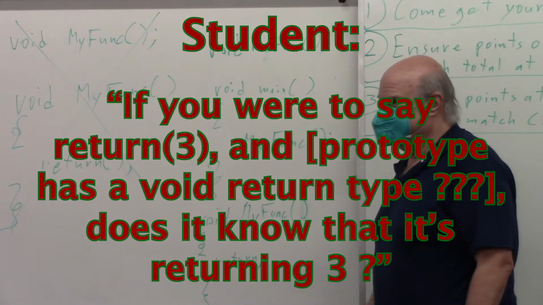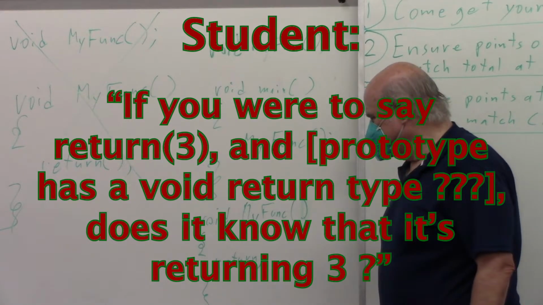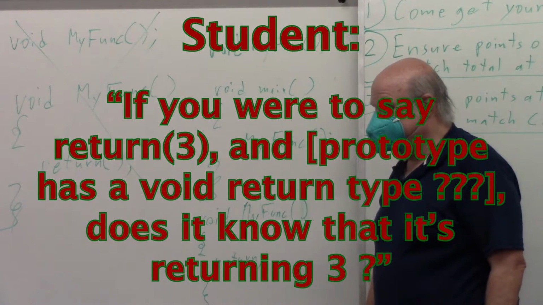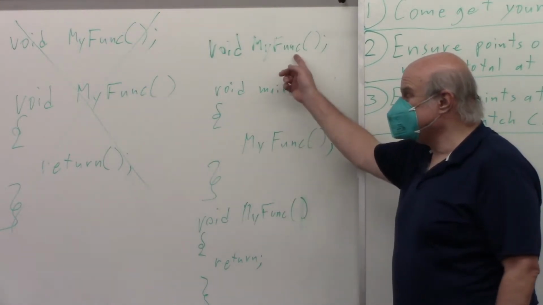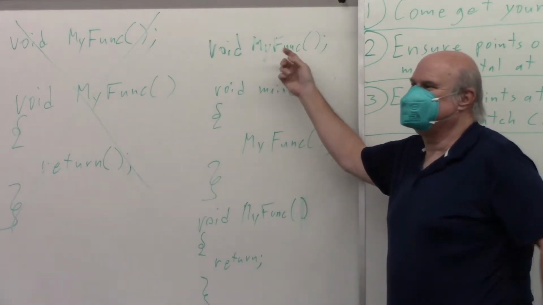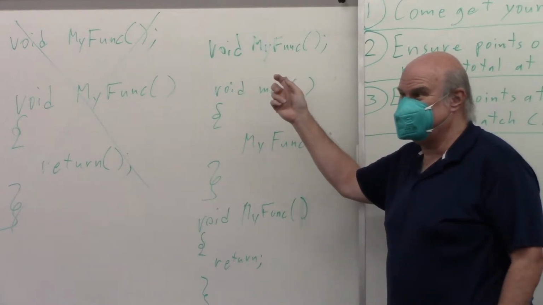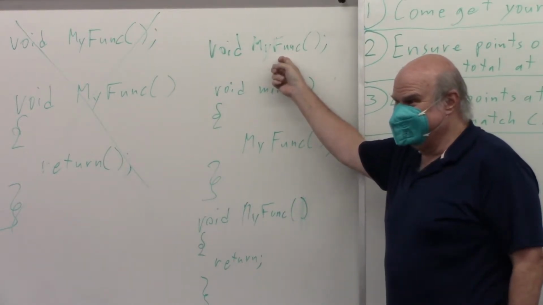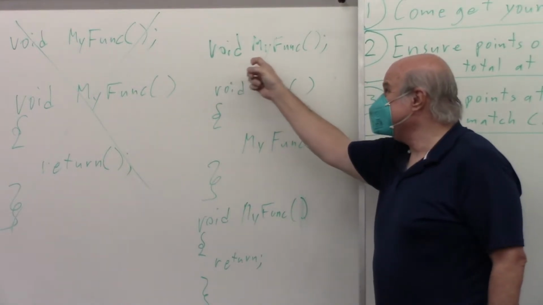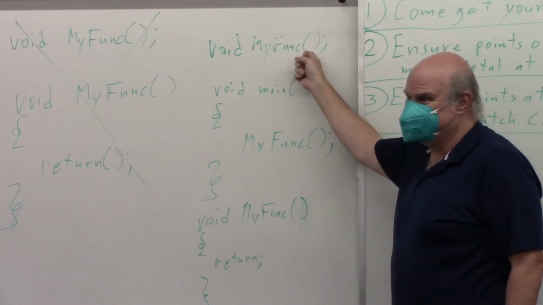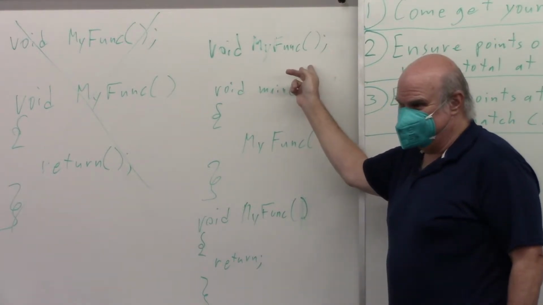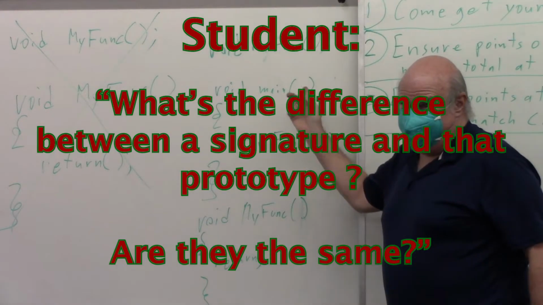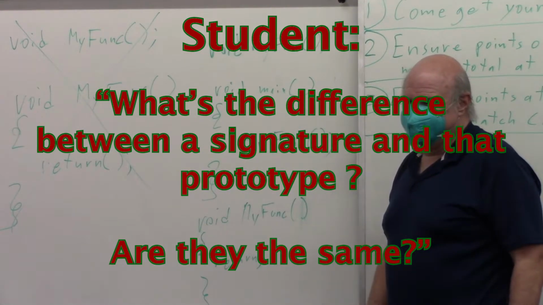Related question? If you were to say return 3 and then in the prototype, does it know that it's returning 3? No. No, the prototype, it doesn't know. Computers don't know anything. They only know what you tell them. Did you tell it anything about that? No, you just gave it a return type, the name, and a parameter list, which happens to be empty in this case. It's the only thing you said here. No magic. Related? Yeah. What's the difference between a signature and that prototype? Are they the same?